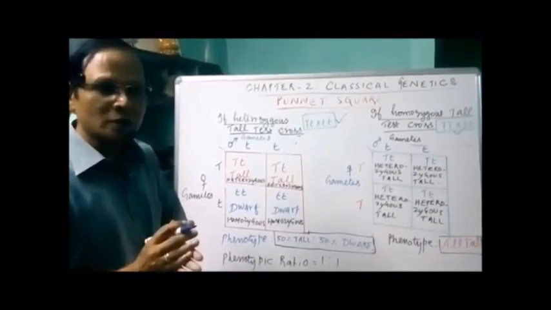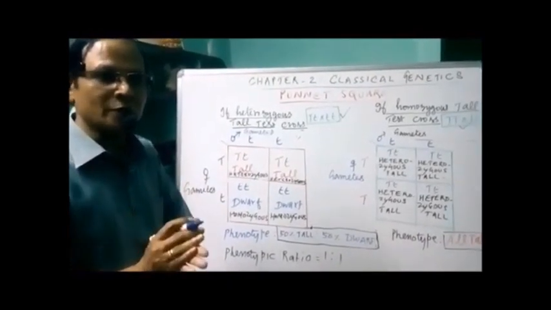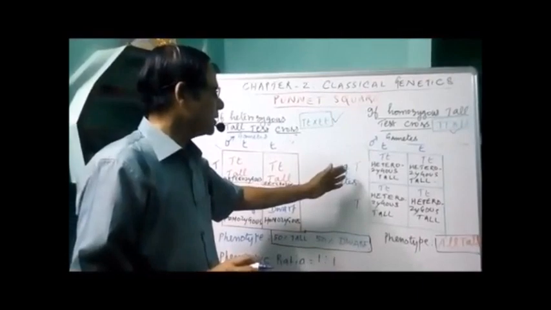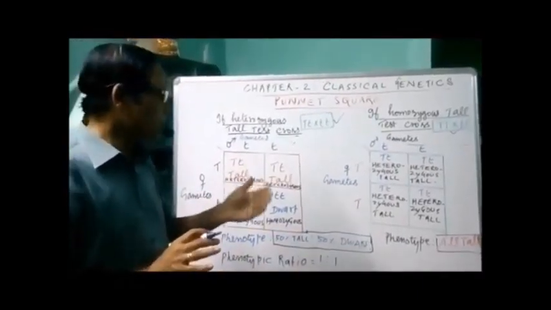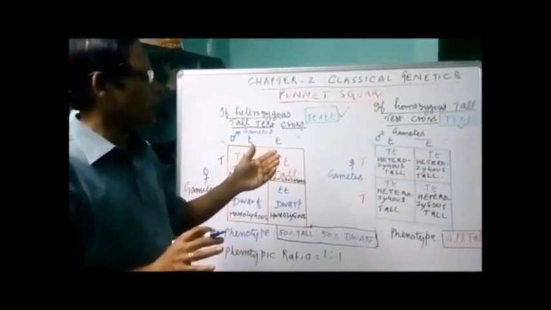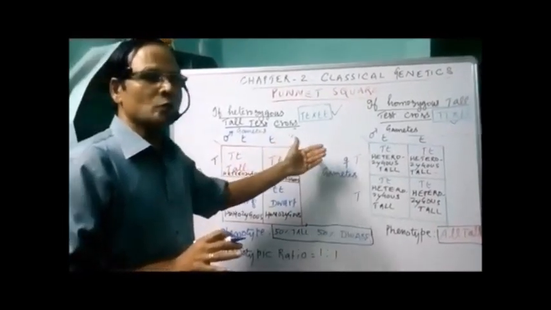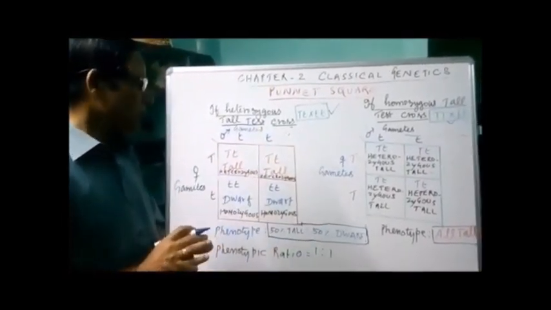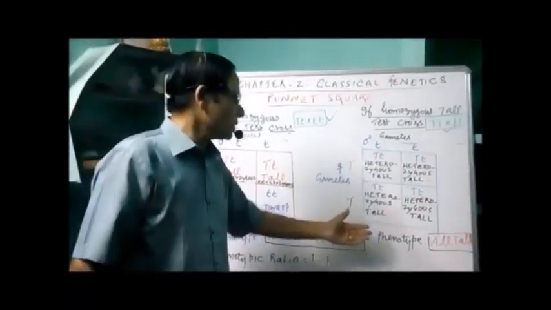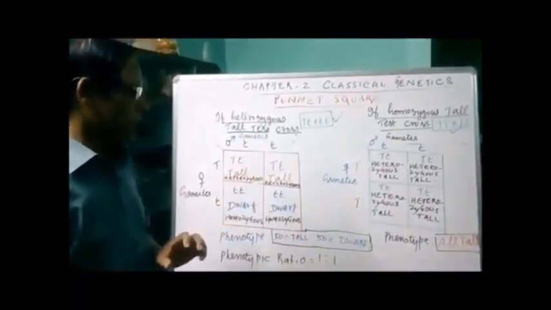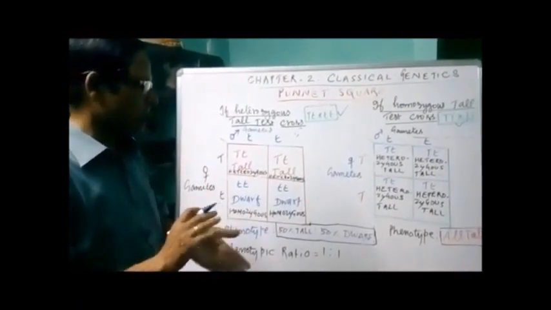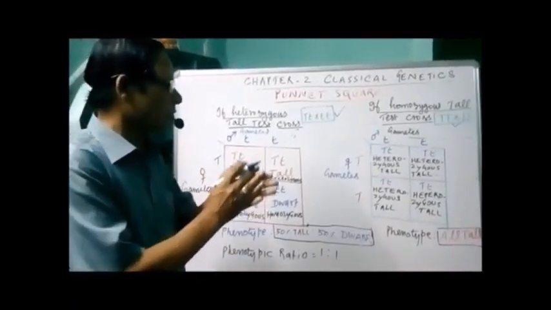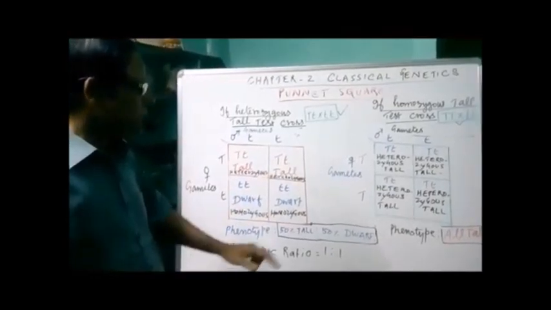We are crossing a homozygous recessive individual with a dominant parent, hence also called a dominant back cross, because the dominant parent involved is pure homozygous tall. So what is the phenotype obtained here? All the plants obtained here are tall plants. So it is not useful.